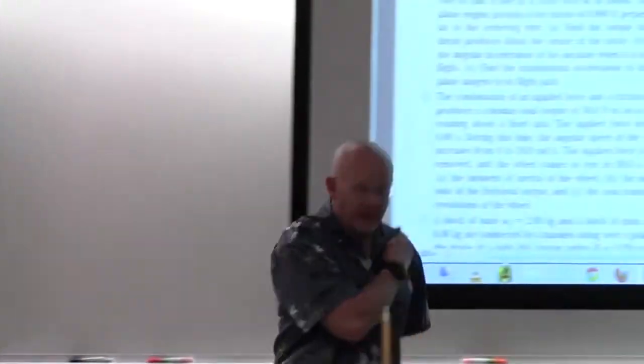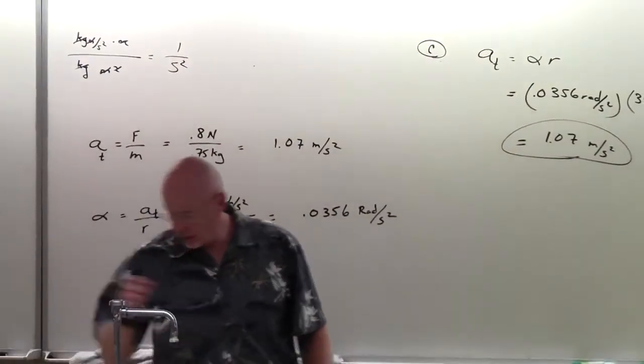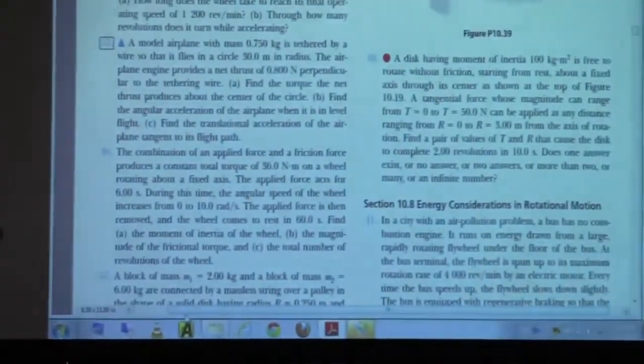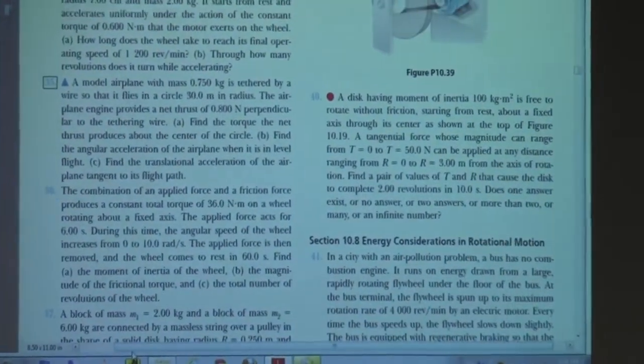So there's a couple of beginning ones there. How are we doing on time? Oh, good. Let's move into 47. 47 gets a little bit harder here.